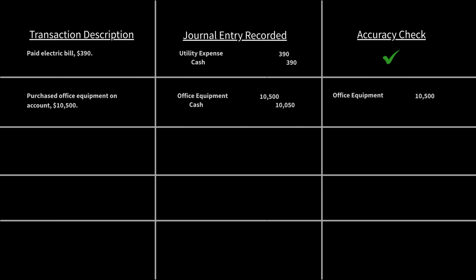The correct entry is a debit to office equipment for $10,500. The credit should be to accounts payable for $10,500. In the original entry, not only was cash credited incorrectly, but the 0 and the 5 in the total were transposed. Remember, one of the rules of debit and credit is debits must equal credits at all times.